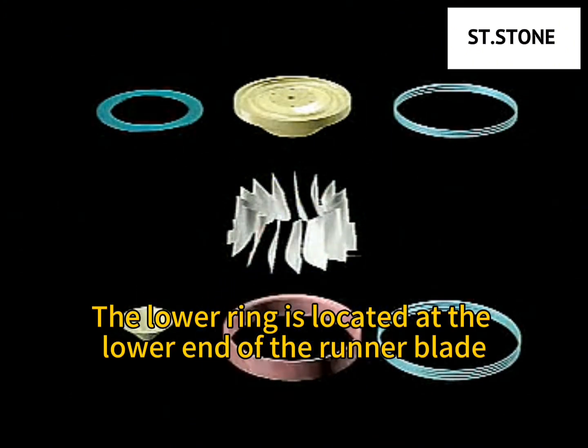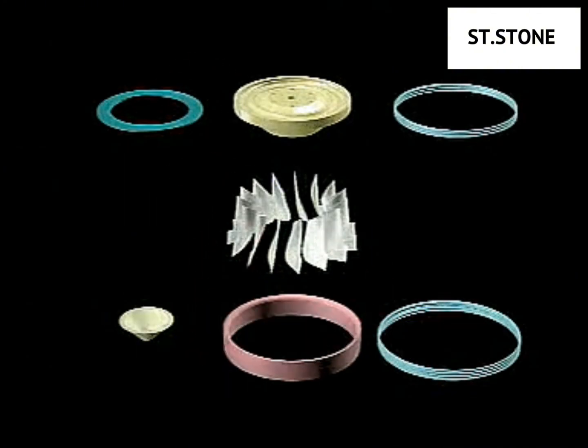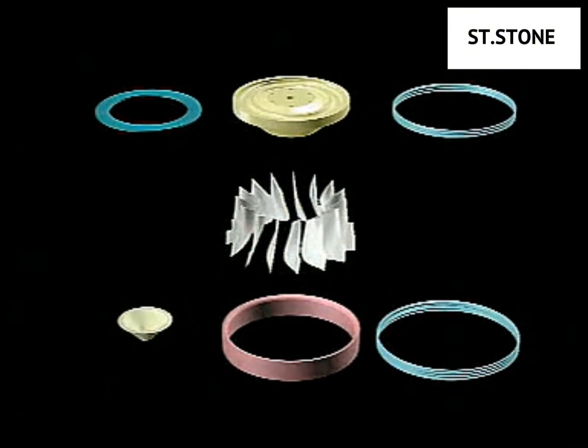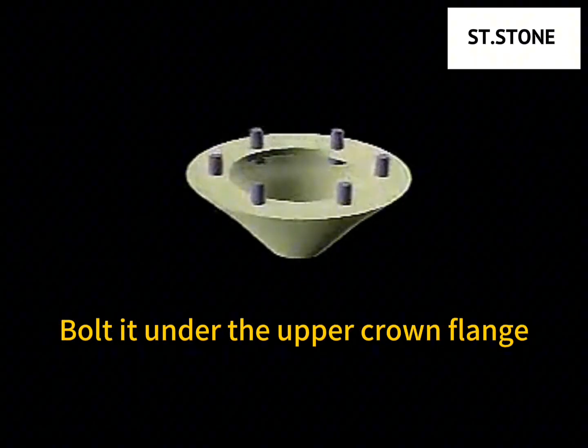The lower ring is located at the lower end of the runner blade. Connect the lower ends of the blades together through it. The shape of the drain cone is a cone shape, bolted under the upper crown flange.